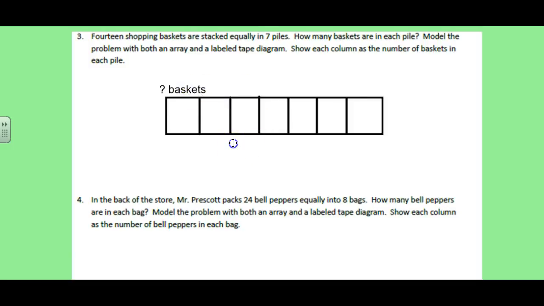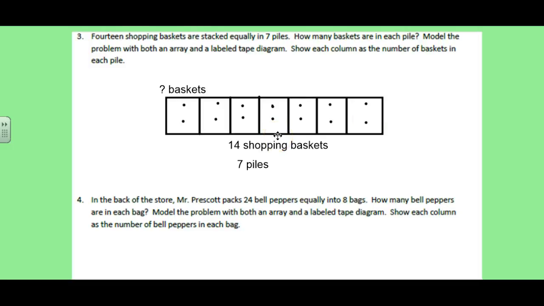And down at the bottom, we know the total. We know that there was 14 shopping baskets. And we also know that there were 7 piles. So we got all the labels that we need on our tape diagram, and now we're ready to figure out how many baskets are going to go in each group. So we're going to start by putting 1 dot in each section until you've counted all the way to 14. So I want you to go ahead and do that on your tape diagram, and whenever you're ready to check that, you can push play.